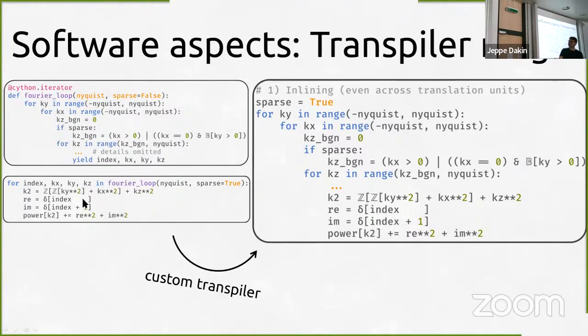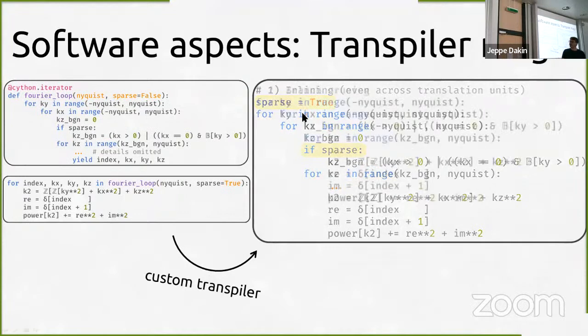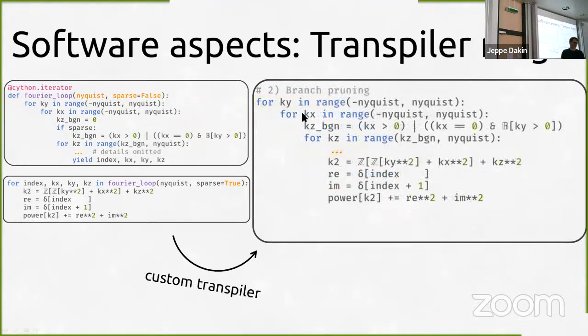So now the first thing my transpiler does is to inline everything. So this code block, this Fourier loop, gets copied from over here down here. So now I just have the actual code up here, and sparse was true, so sparse is true. Fine. But now we have this weird sparse equals true if sparse. That's sort of not necessary. The next step is to do branch pruning, so it eliminates the branch.